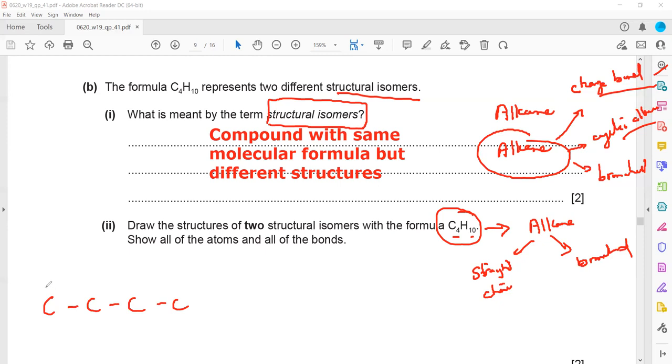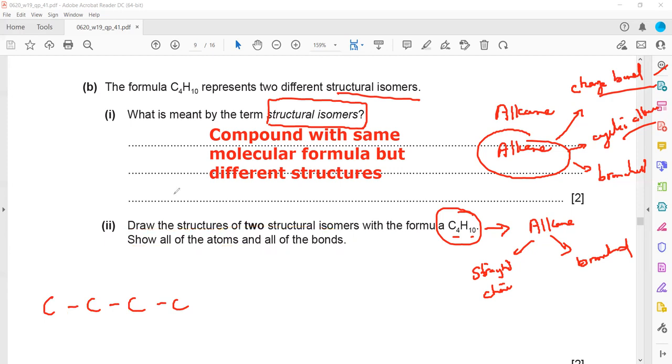Carbon can form a maximum of 4 bonds, so this will have 3 hydrogen. And you are not supposed to write CH3 here. If you write CH3, it will be considered wrong. Why? Because they already mentioned to show all the atoms and all the bonds. This statement is there, so you have to show all the atoms and all the bonds.